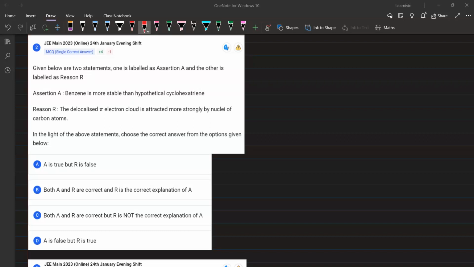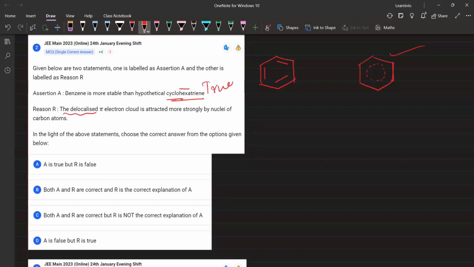Hypothetical cyclohexatriene. What is cyclohexatriene? Let's make the structure. So you have cyclohexa, that means you have cyclohexatriene. So is this benzene only? No, actually no. When you say cyclohexatriene, we have only a fixed structure, this particular structure. But when we talk about benzene, benzene is actually the resonance hybrid, which is like this. That means the pi electrons are roaming around. So they're saying that benzene is more stable. Yeah, obviously it is more stable. So this statement is true.